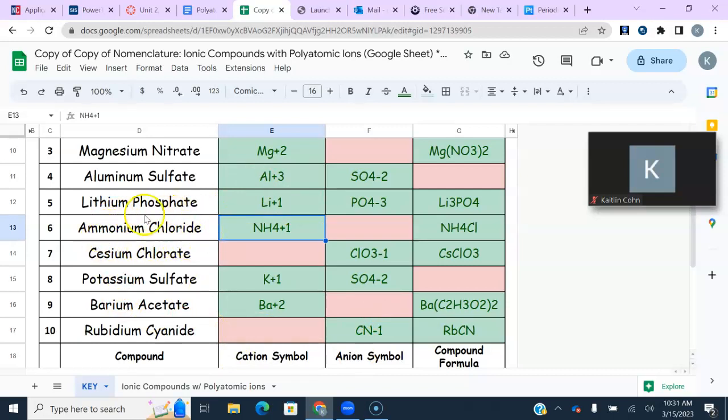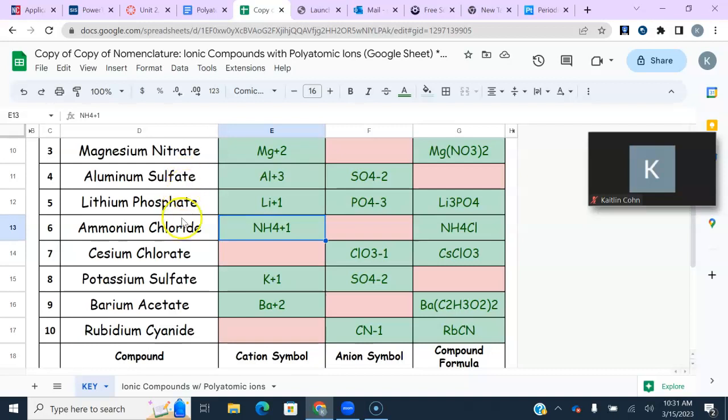Number 6 was a little bit tricky for some students. I was getting some questions on this one. It says ammonium chloride. Now, this is the one that is not polyatomic. Remember, when we're looking at ionic compounds, we can tell if it's a polyatomic ion by looking at the ending. If it ends in ITE or ATE, that means we're going to have to use our chart.